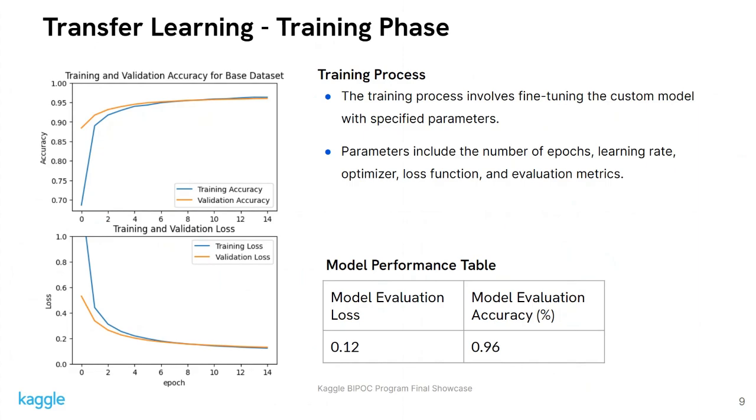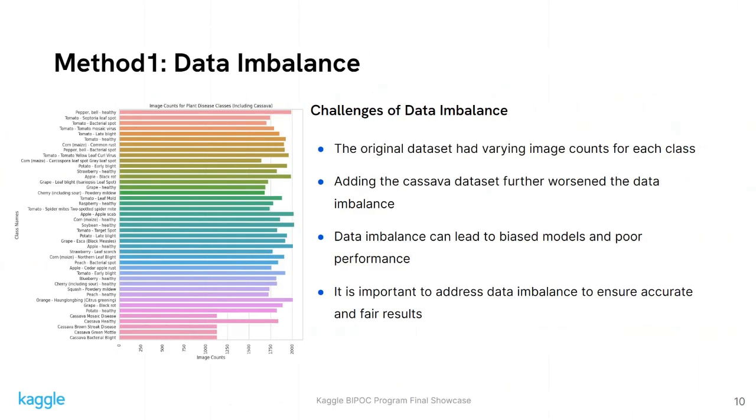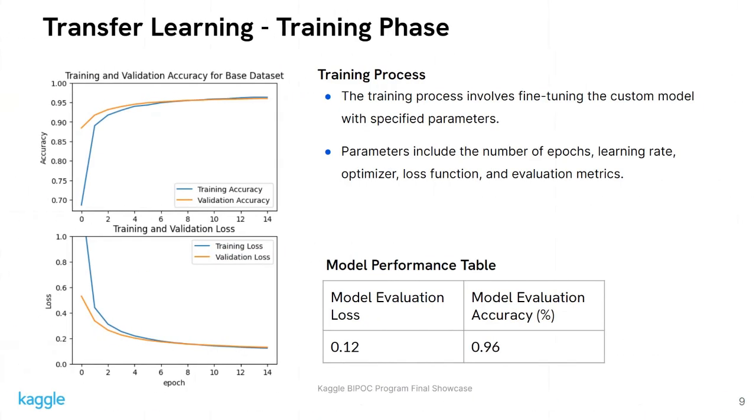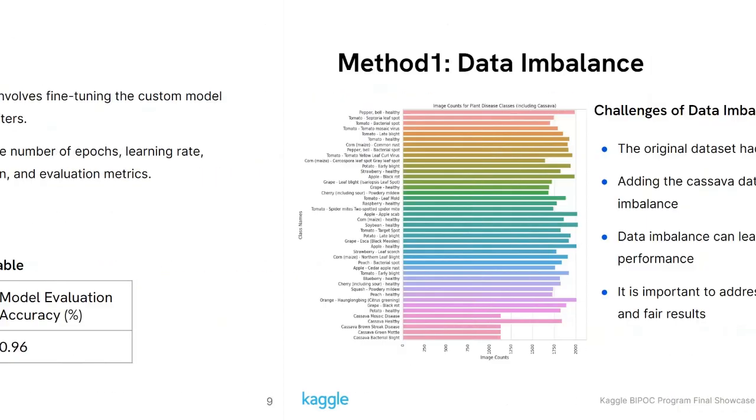So the training phase involved fine-tuning the custom model with specified parameters like epochs, learning rate, and so on. And after training, an accuracy of 96% was achieved. And the graph on the left shows the training and evaluation results.